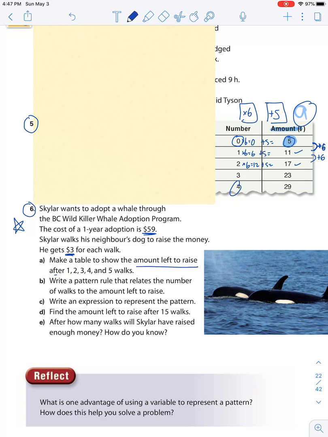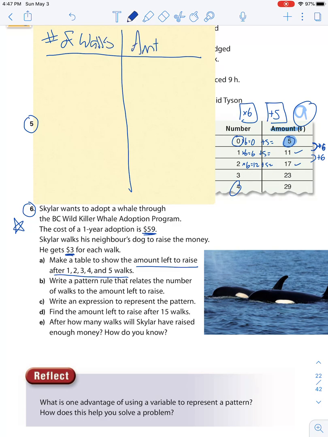Make a table to show the amount left to raise after this many walks. You could do the table in either order that you want. I'm going to show it with number of walks here, and then amount to raise, dollars. I'm also going to show an extra column of 0 walks. You don't have to do this because it only asks you to do 1 to 5 walks.